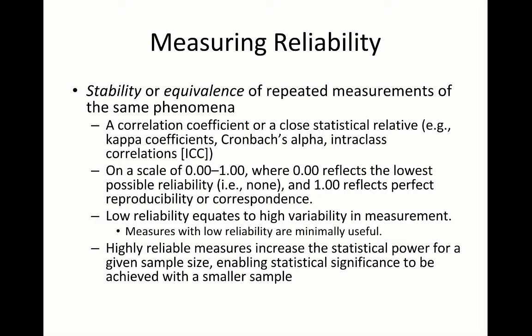Reliability relates to the stability or equivalence of repeated measurements of the same phenomena. Reliability can be measured through a correlation coefficient or a close statistical relative, for example, kappa coefficients, Cronbach's alpha, interclass correlations. Reliability can be measured on a scale, for example, from 0 to 1, where 0 reflects the lowest possible reliability, that is, none, and 1 reflects perfect reproducibility or correspondence.